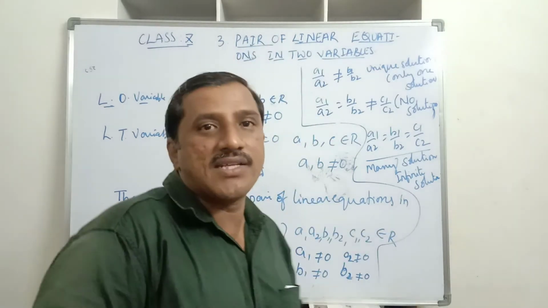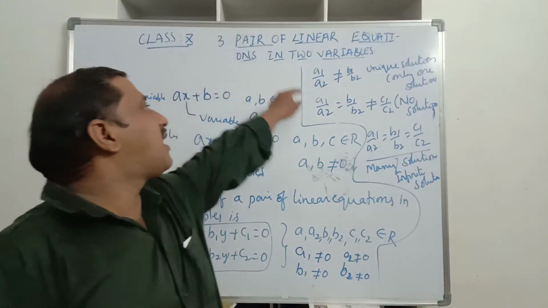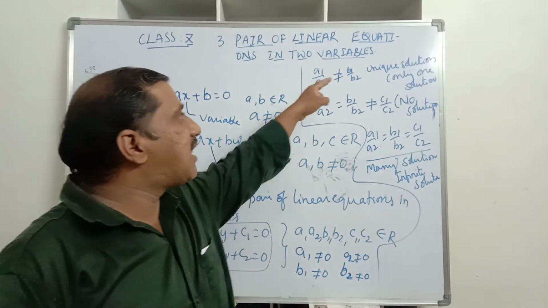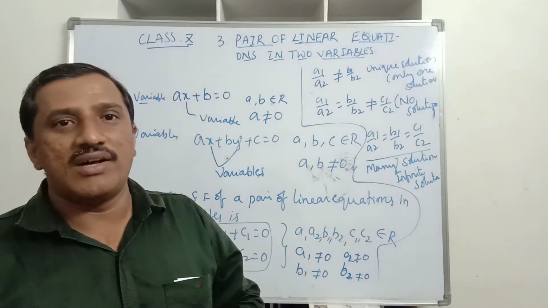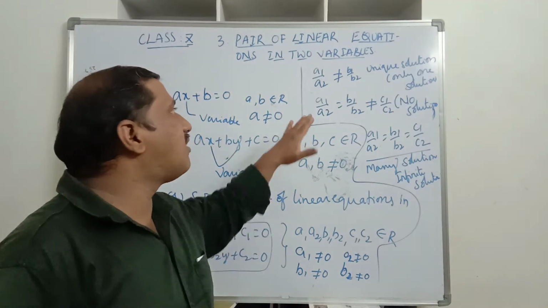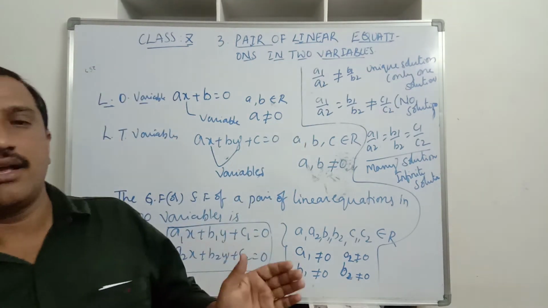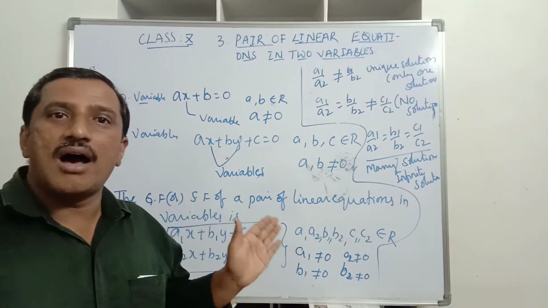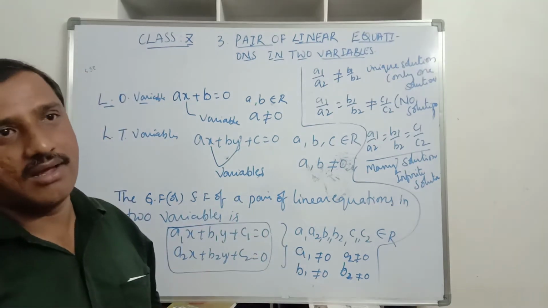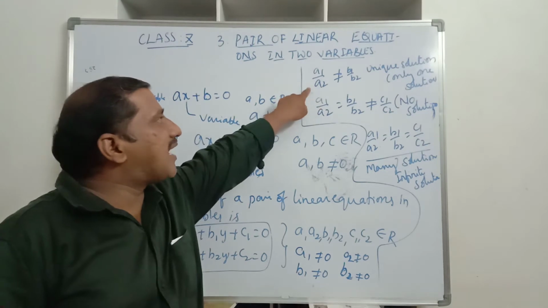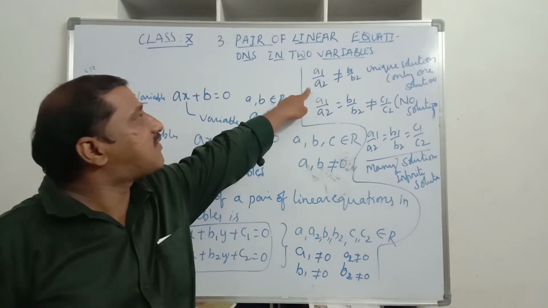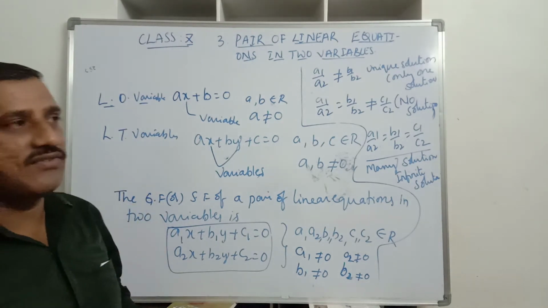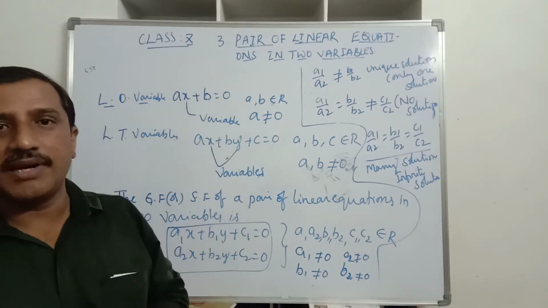The algebraic methods are not applicable. Only when a1 by a2 is not equal to b1 by b2, that is, when they will have a unique solution, only one solution, in that situation we will use algebraic methods like the substitution method, elimination method, or cross multiplication method. So you should check for the given equations this condition, a1 by a2 is not equal to b1 by b2. If it is satisfied, then we can apply the algebraic method.